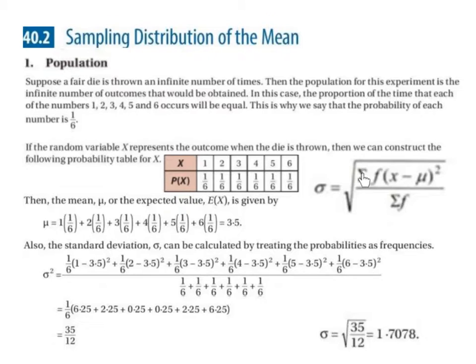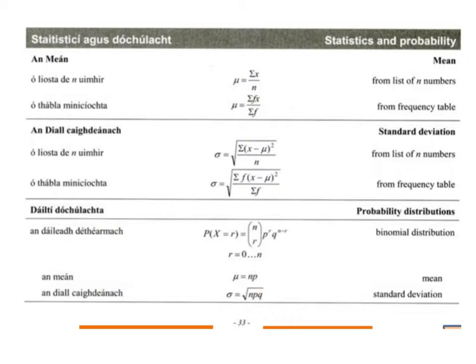And the symbol sigma means to add, so we add them. And it's divided by the sum of the frequencies. Again, the frequencies in this case are the probabilities. So we add up the probabilities, which are all 1 over 6. So we end up getting a sixth times 6.25 plus 2.25 plus 0.25 plus 0.25 plus 2.25 plus 6.25. And technically it's all over 1 because adding 6 sixths gives us 1. And we end up with 35 over 12. Then all we have to do is apply the square root, and the square root of 35 over 12 is 1.7078. We got that formula on page 33 of our tables for standard deviation, from a frequency table. In this case we're using a probability table, so this is our formula.